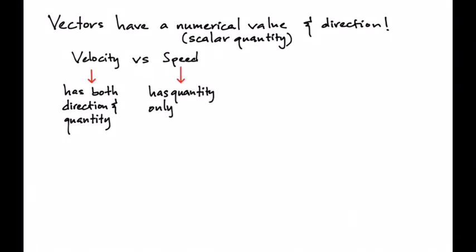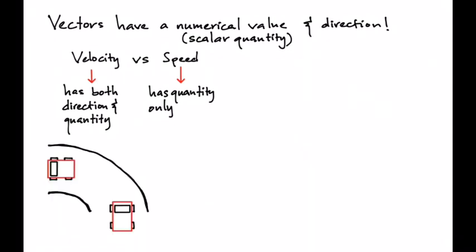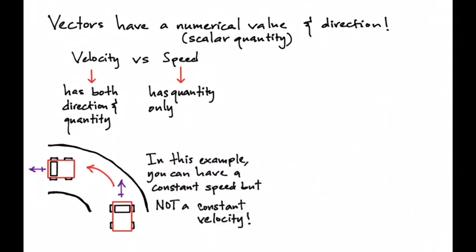therefore does not count as a vector. So let's say, for example, that you're driving a car and you're turning. This actually is a perfect example showing you the difference between velocity and speed. So when you're turning here, you can have a constant speed, but not a constant velocity, right?